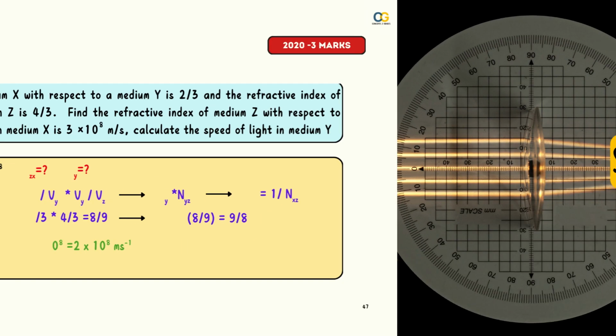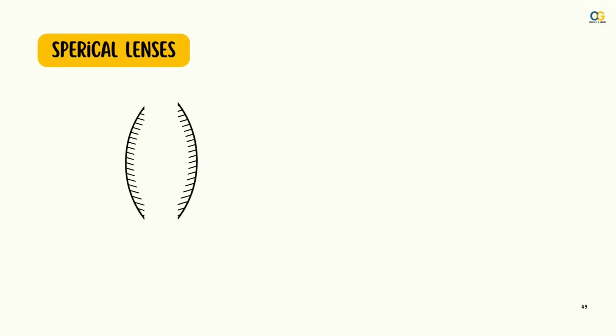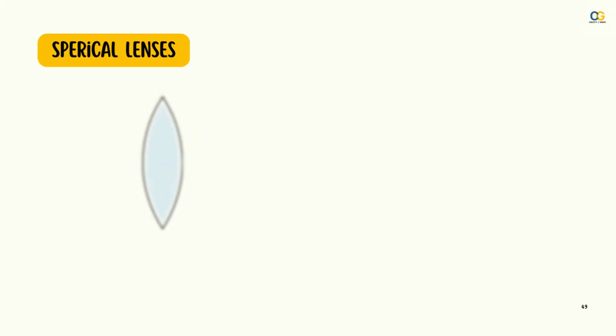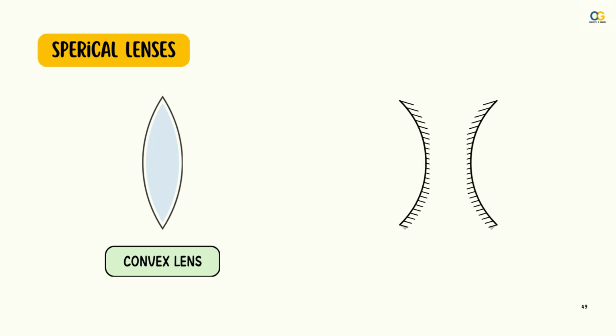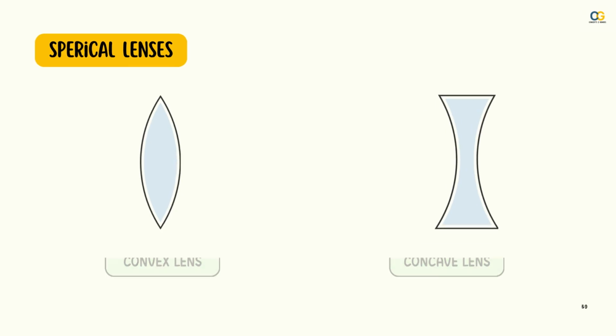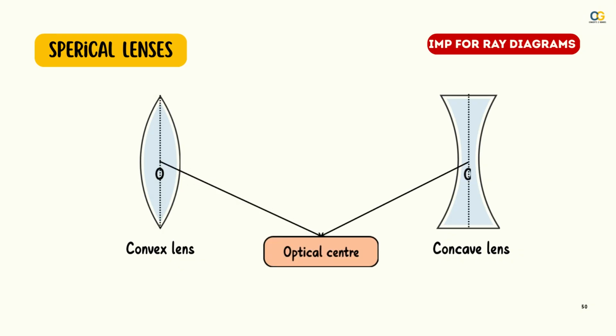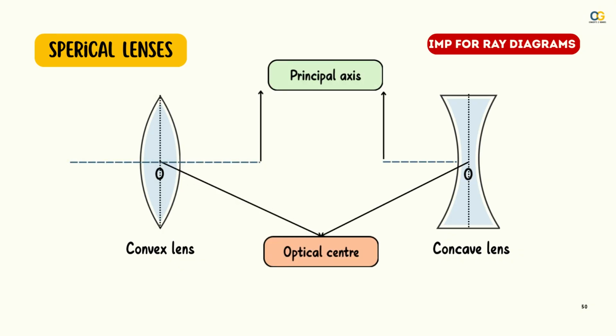Let us now understand refraction through spherical lenses. When you take two convex mirrors and merge them together, you can make a convex lens, and taking two concave mirrors and merging them together end to end can give you a concave lens. Now let us understand some important parts of these lenses to help us with our ray diagrams and numericals. The center of the lens is called the optic center of the lens and the line that passes through it is called the principal axis.